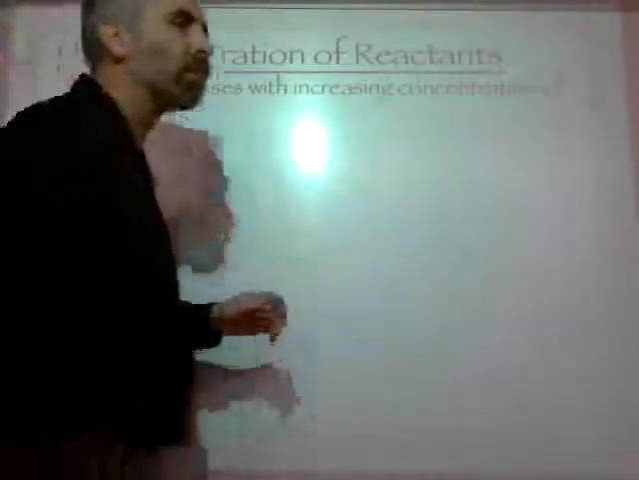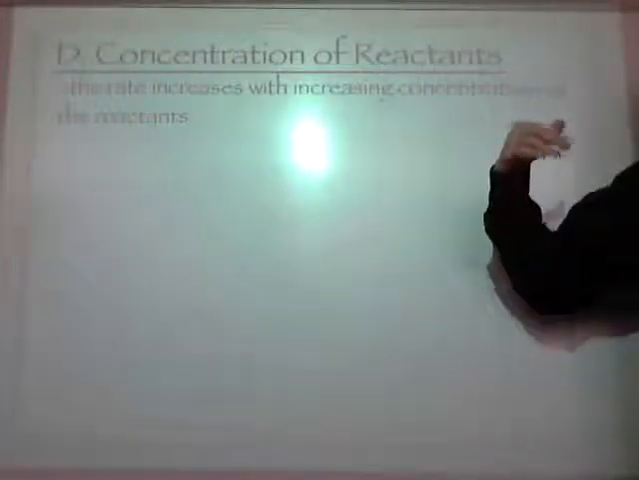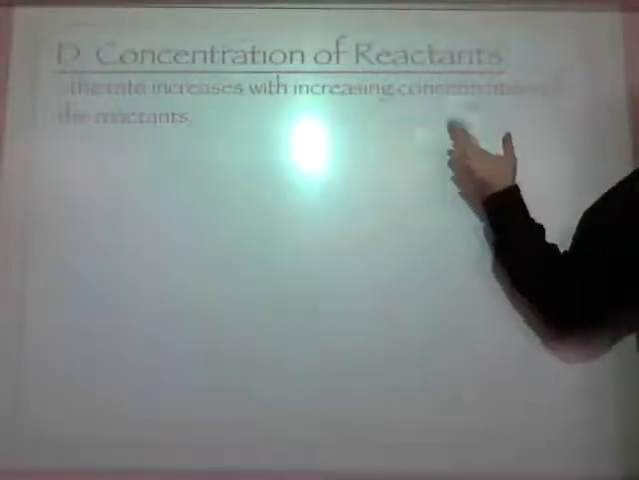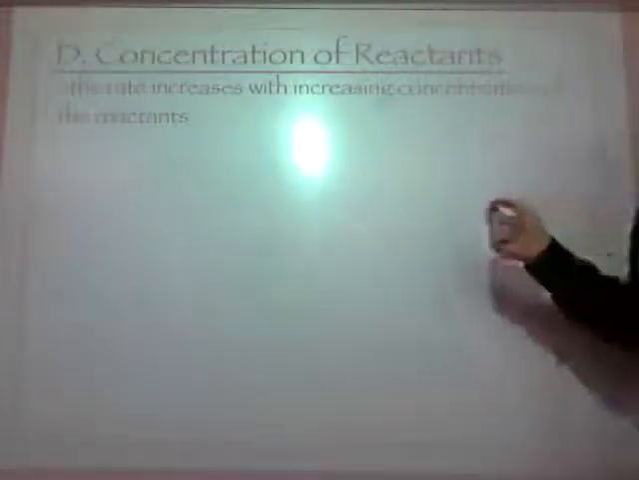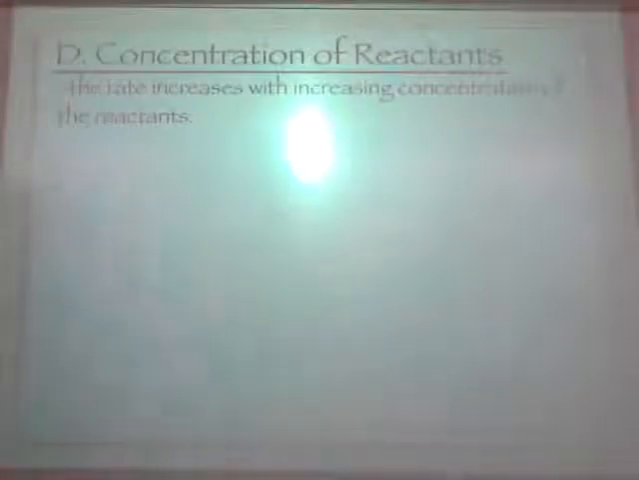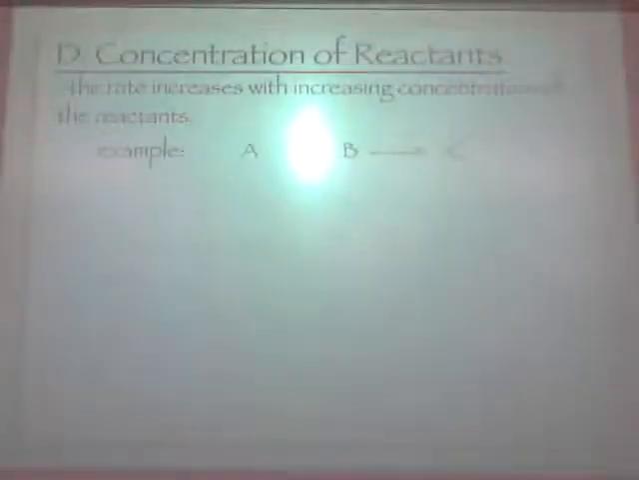The problem is there's a necessary corollary to that you don't realize when you write that down or when you're thinking about that. The best way I can illustrate that is with an example. That's what I'm going to do. Let's just use A, B, and C: A plus B yields C.